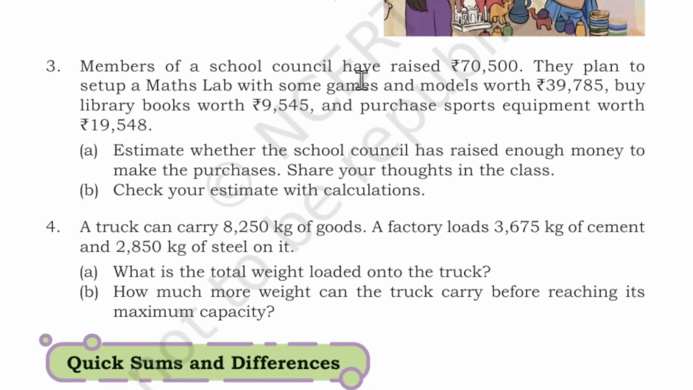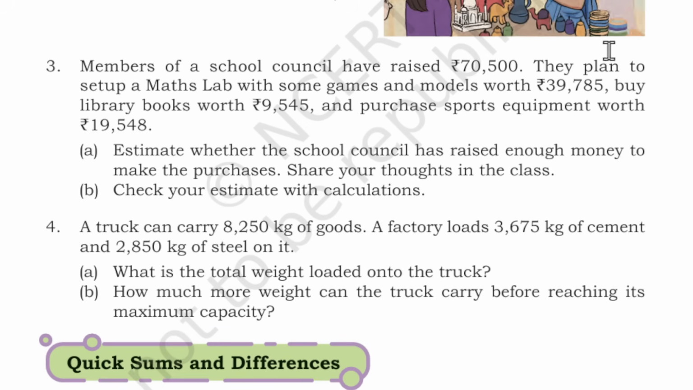Members of a school council raised 70,500. They plan to set up a maths lab with some games and models worth 39,785, buy library books worth 9,545, and purchase sports equipment worth rupees 19,548. Now how much did they raise totally? 70,500. First, estimate whether the school council has raised enough money to make the purchase. Share your thoughts in the class.